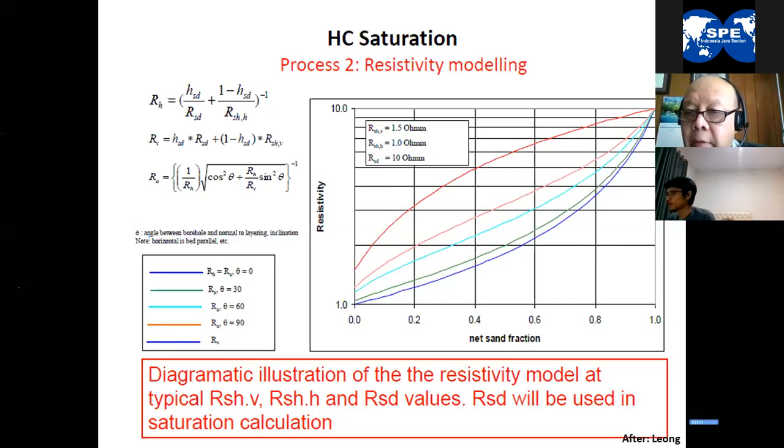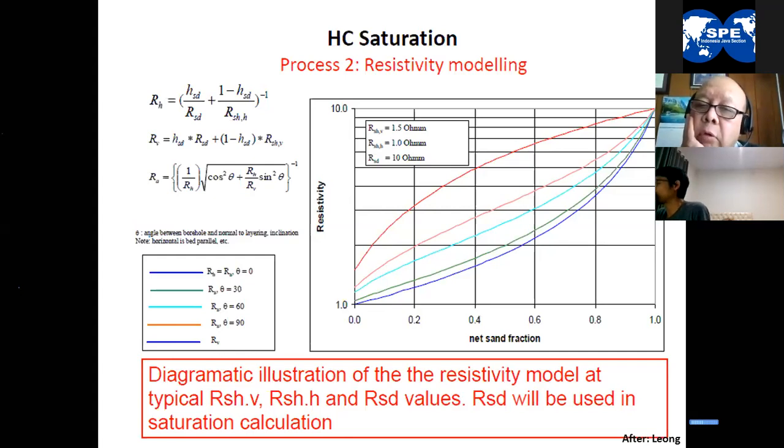Okay, on the next question, this method is useful for laminated sand-shale or structural shale and dispersed shale as well. Are there any different formulas for these three types of shaly sand? Okay, the type of shale, is it useful for all of the shale types?